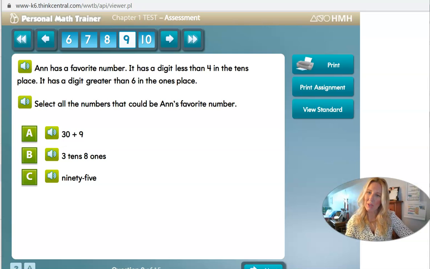Anne has a favorite number. It has a digit less than 4 in the tens place. It has a digit greater than 6 in the ones place. Select all the numbers that could be Anne's favorite number.